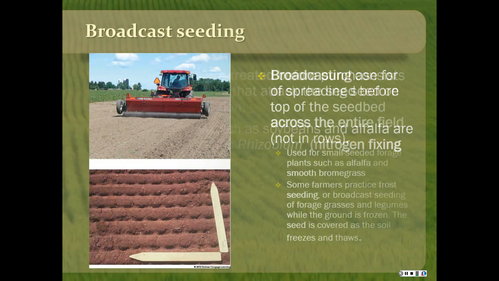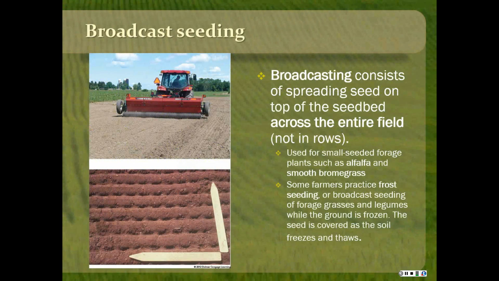And then the next few slides just deal with different types of seeding and planting equipment. Broadcast seeding consists of just spreading seed on top of the seed bed across the entire field. Basically, that just means not in rows. And that would be used for really small seeded forage plants like alfalfa. This is a broadcast seeder for alfalfa.